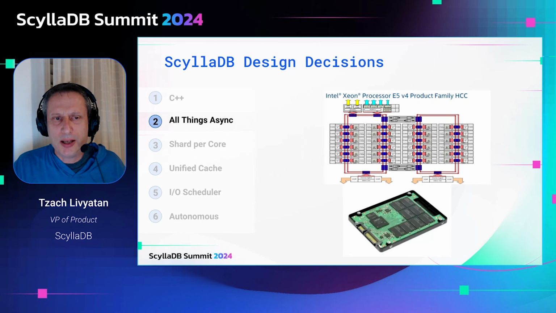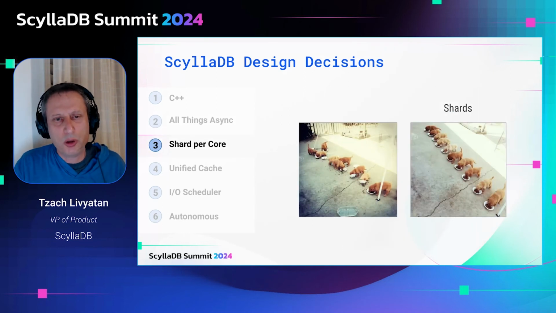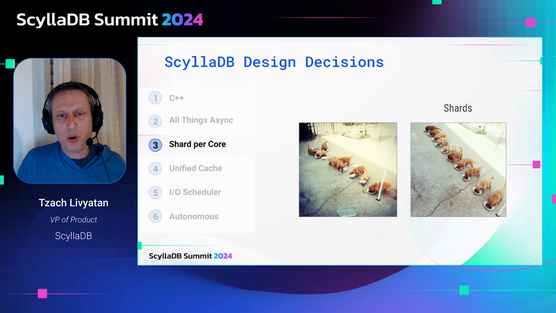Scylla keeps everything async. So all the operations in Scylla are completely async. Developers are used to doing async networking, but in Scylla's case we also do storage in an async way, and that's important so we can have a shard per core architecture. And maybe shard per core is the most important aspect of Scylla.